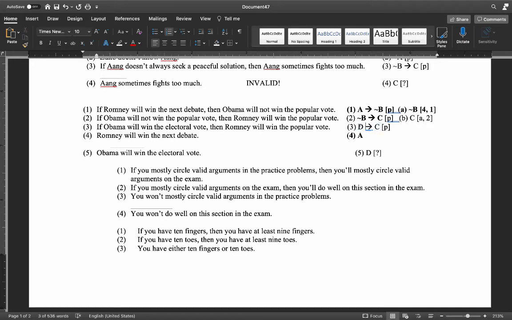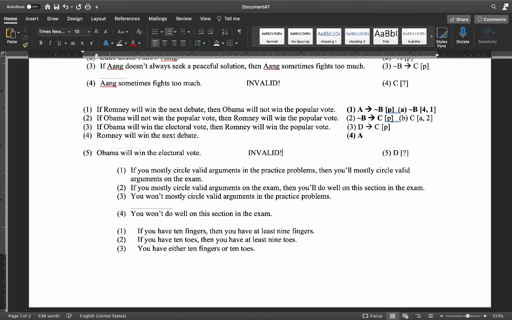But the person who says, look, D gives you C, C, therefore D, acts as if "D gives you C" is the same as "C gives you D," but it's not. So the fact that D gives you C and the fact that C is true doesn't allow you to get to D. So this argument is invalid.